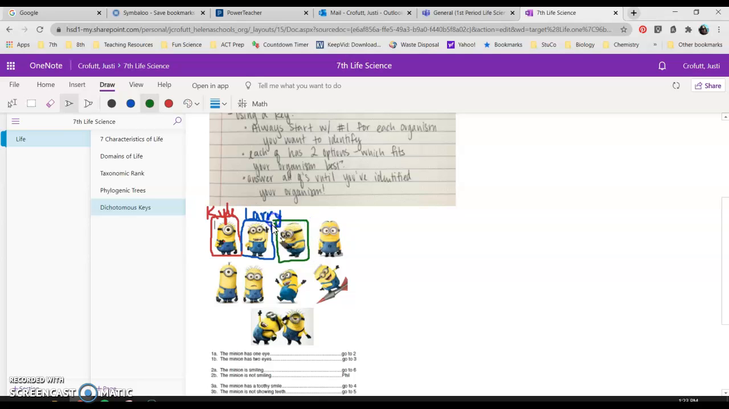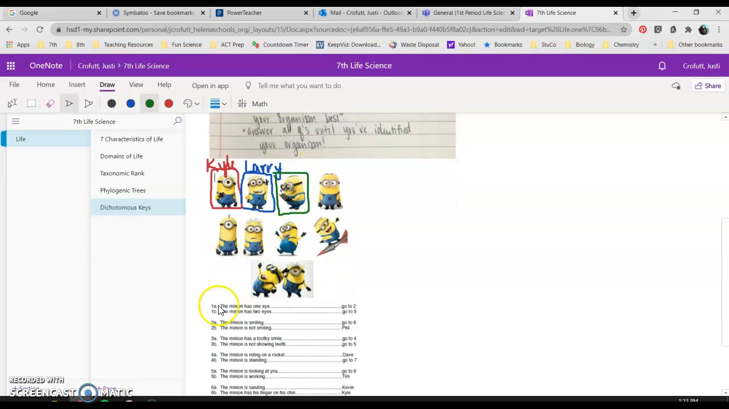So this guy right here, even though he's our 3rd guy we're looking at, we're starting on question 1. Every organism that you are identifying, you start on question 1. The minion has 1 eye or 2 eyes. This guy has 2, so go to question 3. Down at 3, the minion has a toothy smile, or the minion is not showing teeth. You can't see any teeth, so we'll say not showing teeth. Go to 5. The minion is looking at you, or the minion is working. It looks like our dude's working here. So this guy is Tim.